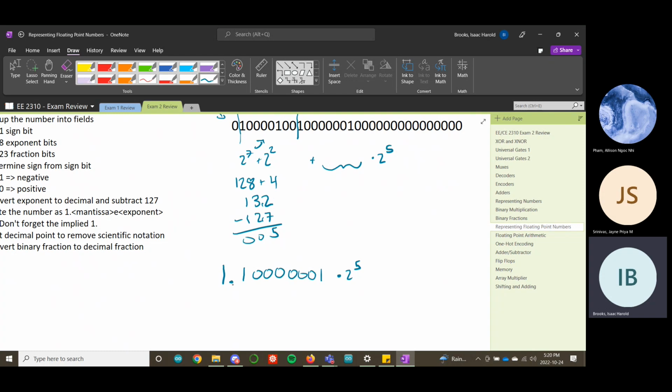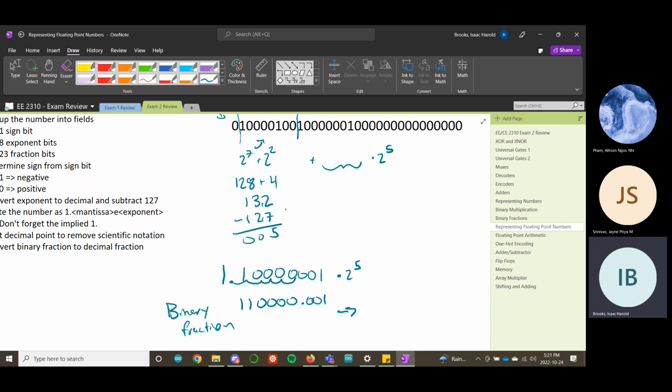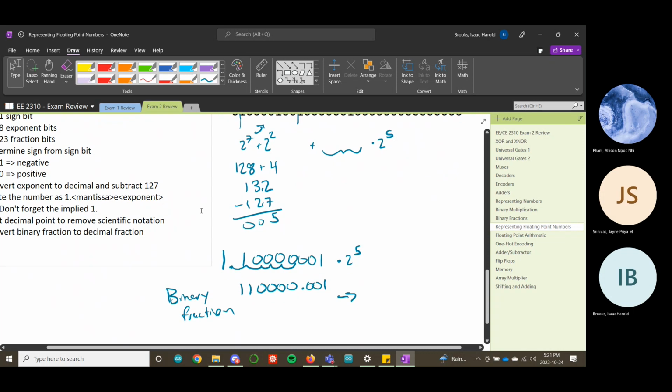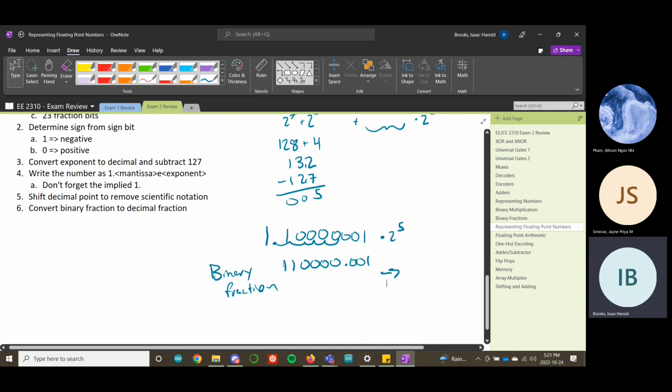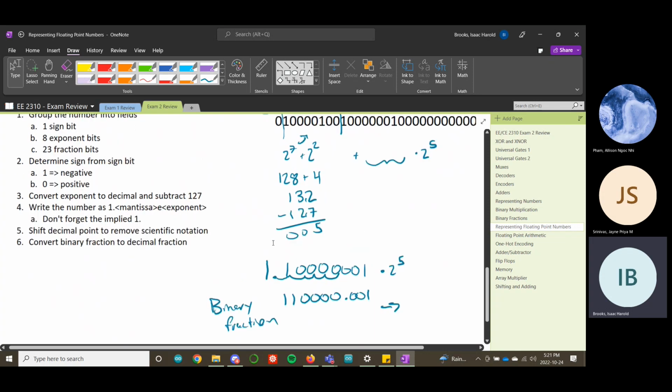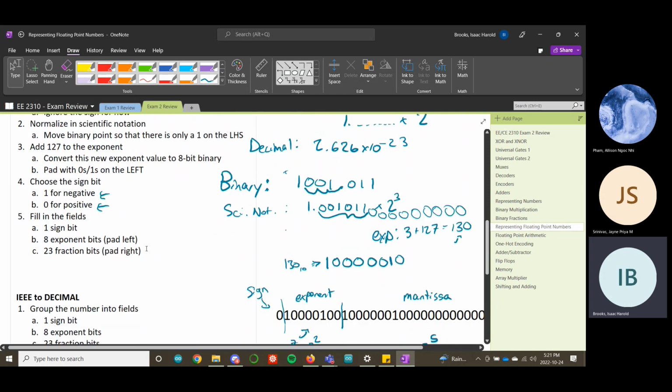We can move the binary point back. So actually apply this times 2 to the 5. 1, 2, 3, 4, 5 places. 1, 1, 0, 0, 0, 0, 0, 0, 1. And here we have a binary fraction that we can convert to a decimal fraction using the same process that we did before. Okay? So I won't go over those steps again, but they're here and you should have them. Basically, you just convert this part and then you add your powers of 2, or you could convert it to hex and do it that way if you prefer. But that's how you get from IEEE to a decimal number, and then vice versa.